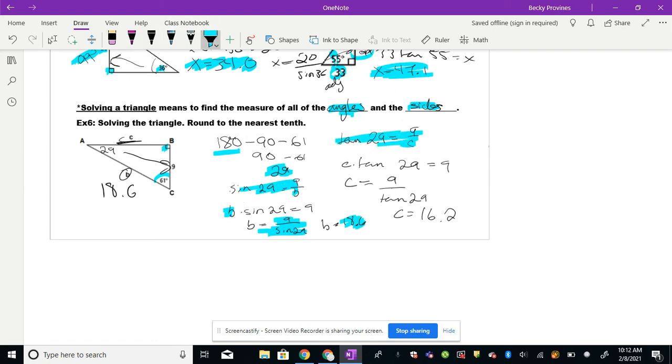So we're going to multiply both sides by C to get C out of that denominator. So C times tangent of 29 equals 9. And then we're going to divide both sides by the tangent of 29. So we get C equals 9 over tangent of 29. Plug that into your calculator. We get 16.2.